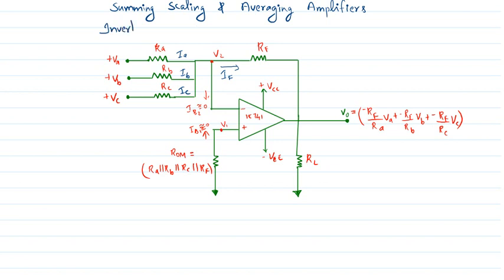So the circuit drawn here shows the inverting configuration of an op-amp. You can see there are 3 inputs given to the inverting terminal of the op-amp. So we are going to find out what the output is in this session.